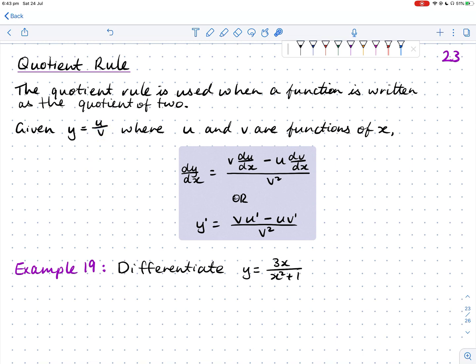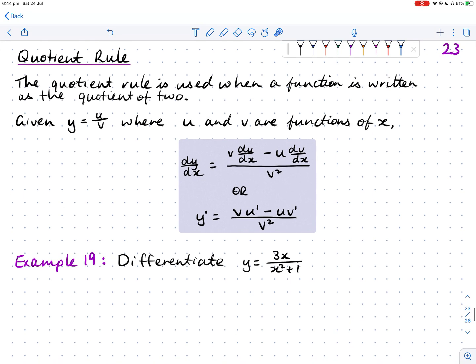Then when we write out the formula for the quotient rule, if I want to find the derivative, it looks like this. Now it looks quite intimidating, but it's okay, we can do this. So dy dx is v du dx minus u dv dx over v squared. The d notation does get quite clunky. Unfortunately, that's the one that's given on your reference sheet.